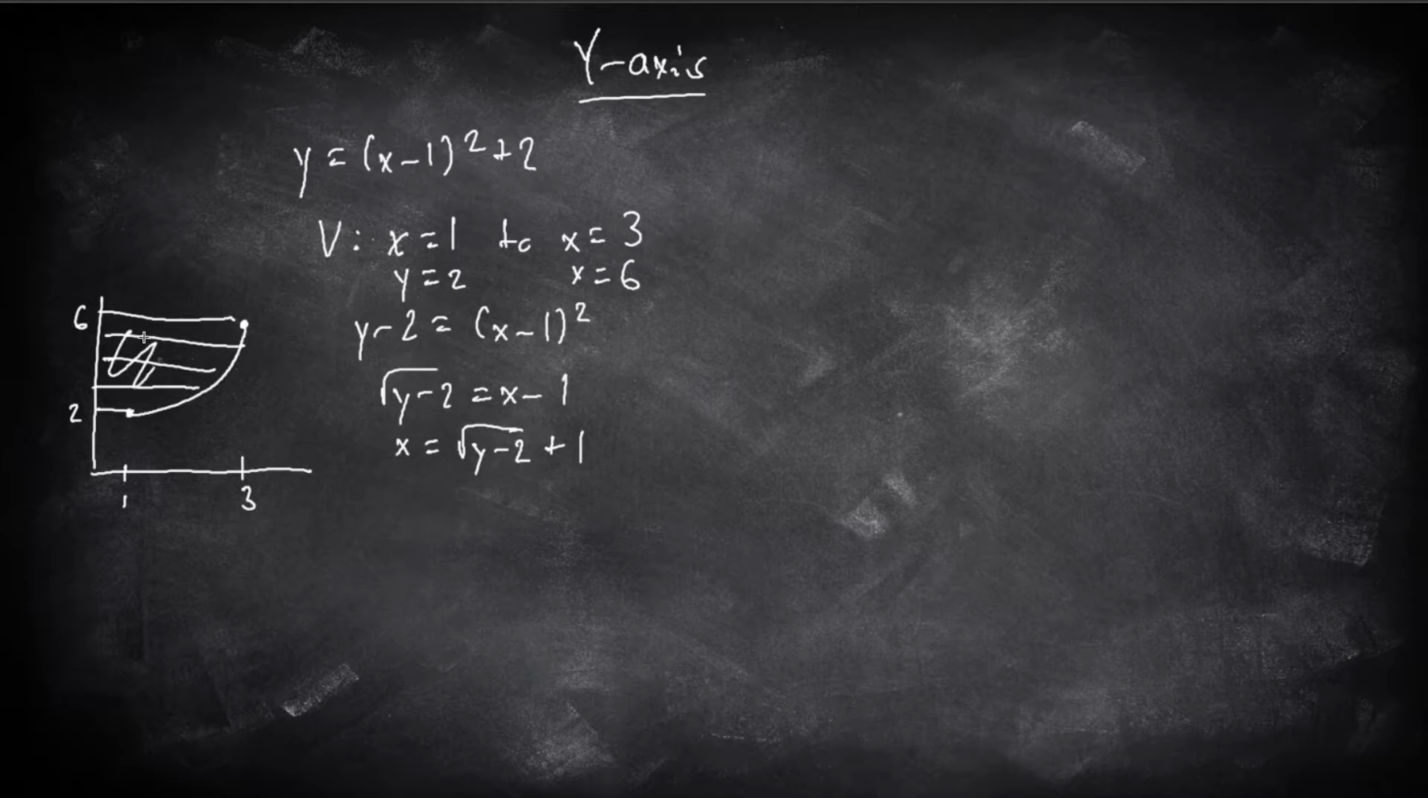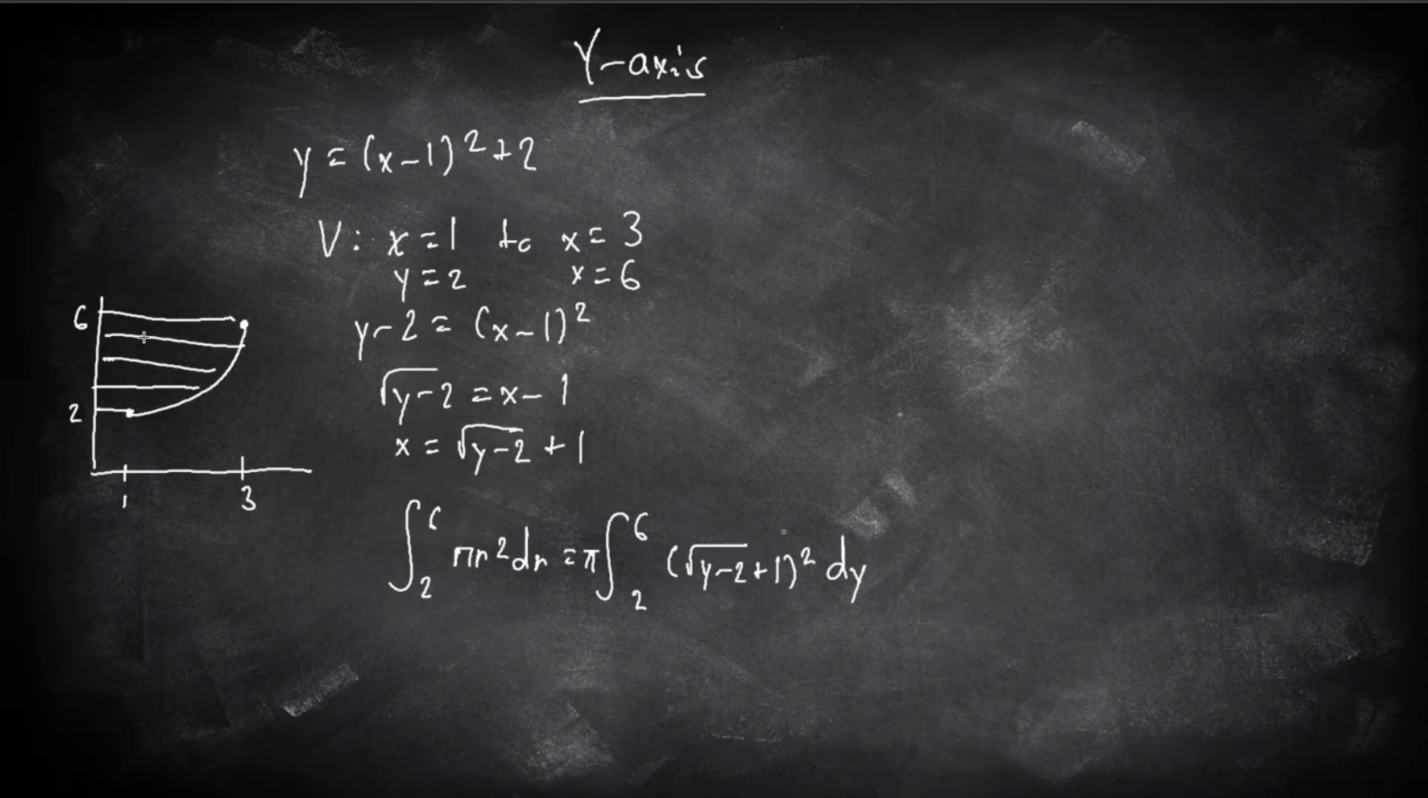Okay, so we need to find this area. We need to find that volume, revolved 360 degrees around. So when we draw a circle, this is our radius. So our radius is calculated by our x value, and our x value is this. So we can rewrite our equation: the integral from 2 to 6 of pi times radius squared is the integral from 2 to 6 of pi, which we can move outside, times the radius, which is square root of y minus 2 plus 1, squared, and now with respect to dy.